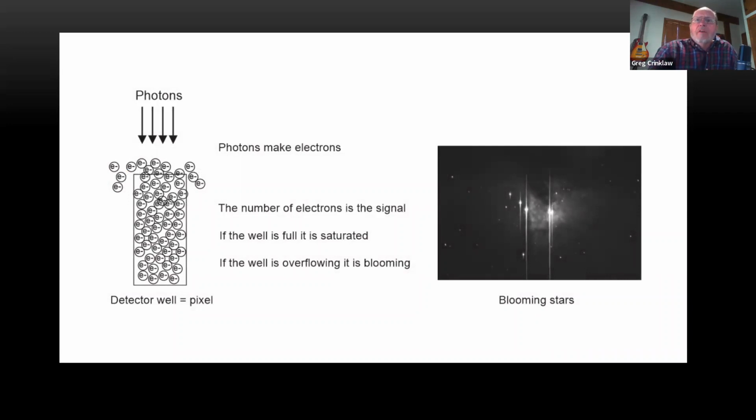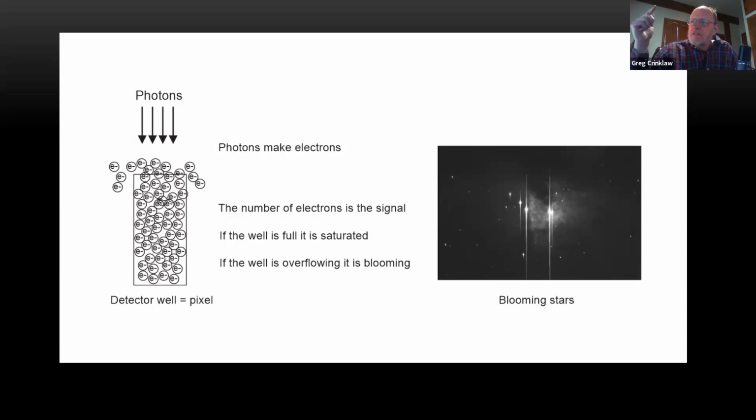My little diagram here. Over here on the left, we've got just 1 pixel or detector well in the camera. Photons come in, they hit that, they knock off an electron, most of them do. And then we count the number of electrons, and that's our signal. The problem is that detector well can only hold so many. So you're going to reach the point where it's going to be full. If there's too much signal, it'll be full. That means it's saturated. And if it's more full than that, it'll start spilling out over the edges like it shows here. And that will produce blooming.